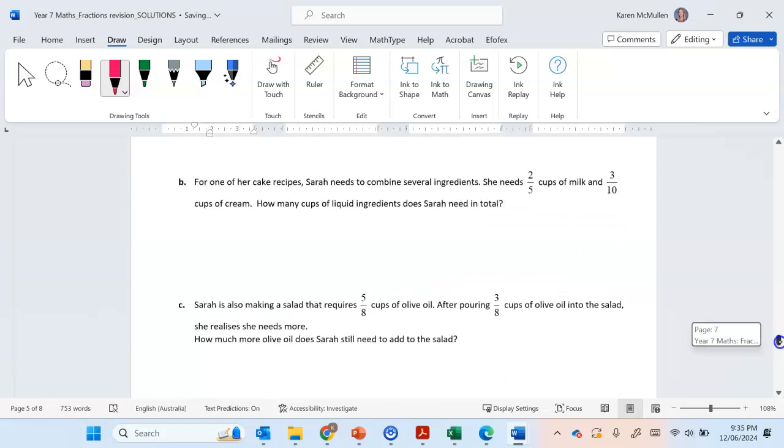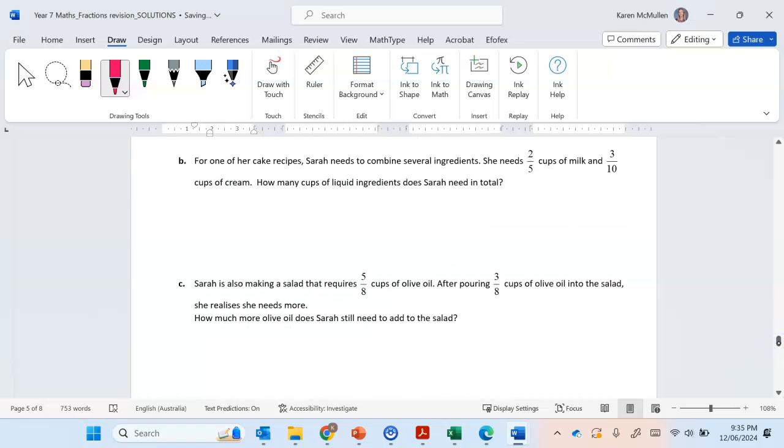All right, question B. Let me just scroll down. For one of her cake recipes, Sarah needs to combine several ingredients. She needs 2/5 cups of milk and 3/10 cups of cream. How many cups of liquid does she need? All right, so we're going to add them together. Now you'll notice that we don't have the same denominator, so I need to rewrite them with the same denominator. So looking for the lowest common denominator, which is 10. All right, so just going to make them both over 10. And then we can see the first one has to be changed, so I'm going to multiply that by 2 and that by 2. So 2/5 is the same as 4/10, and the second one doesn't need to change.